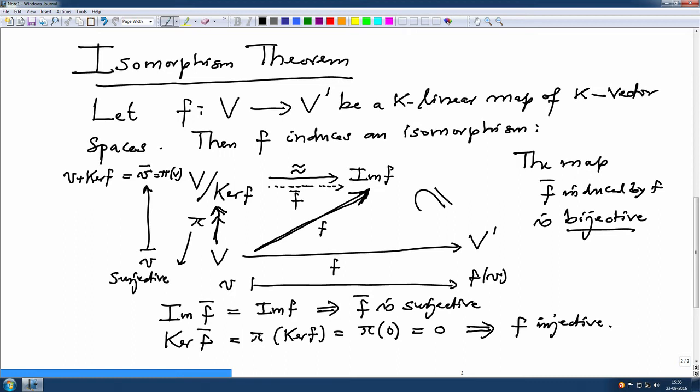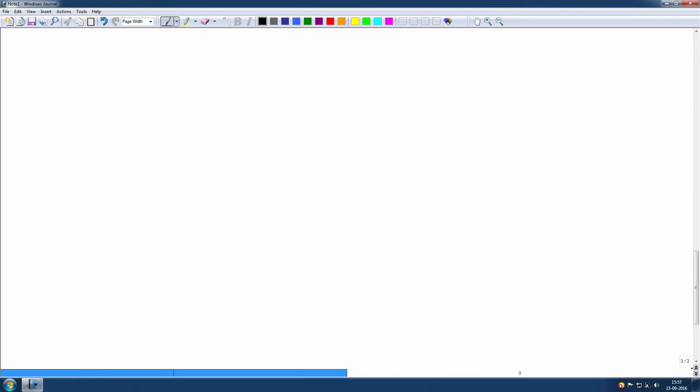So, that proves f bar is bijective. From a given K-linear map we can get an isomorphism by going mod kernel, and the image is the image of f. So, this is called an isomorphism theorem. And the immediate corollary is that we can deduce immediately what we have proved earlier, the rank theorem.